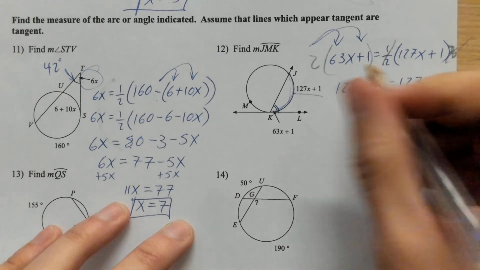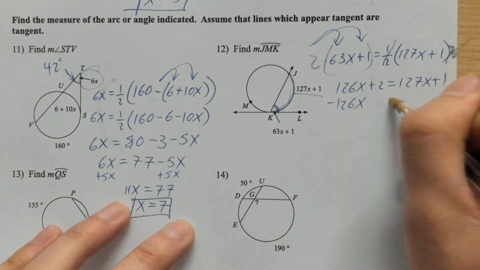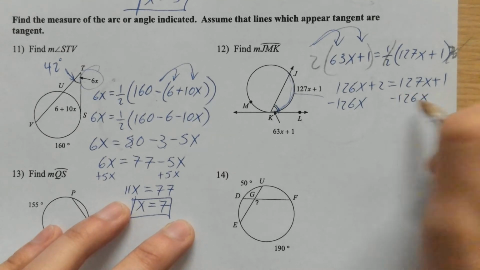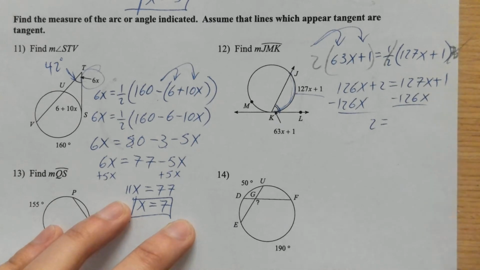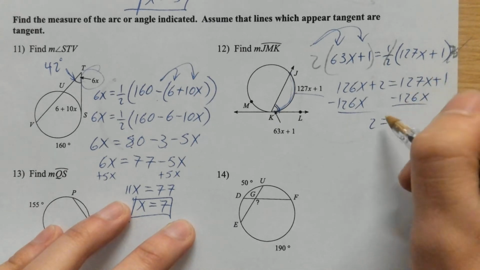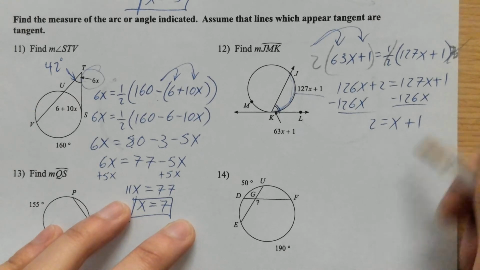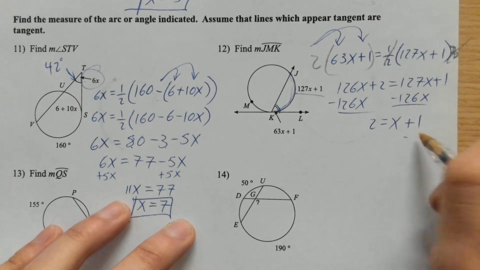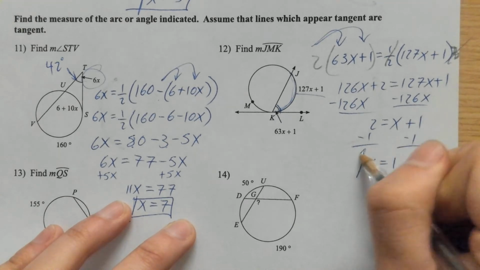Let's leave x by itself. So let me subtract 126x from both sides. So I'll be left with 2 equals 127x minus 126x leaves me with only 1x plus 1. And then to leave x by itself, let's just subtract 1 to both sides. So x equals 1.